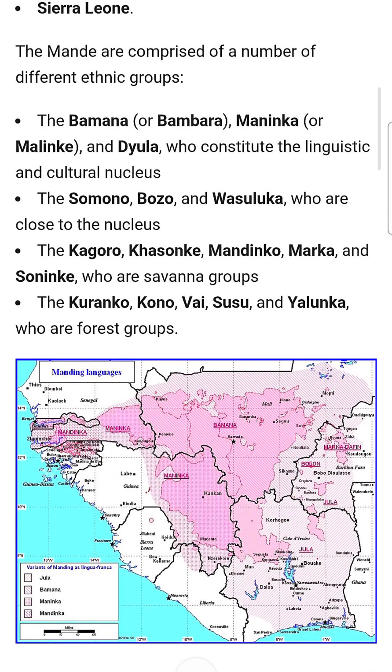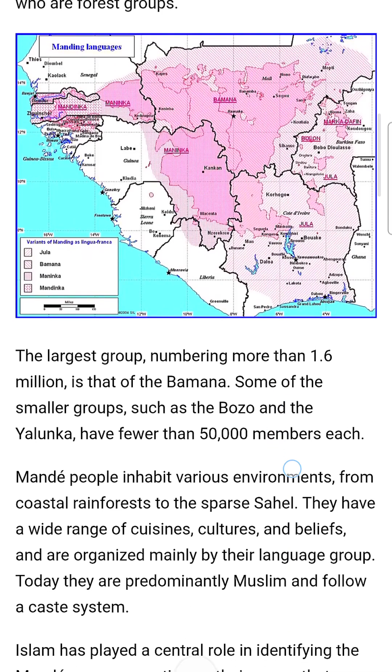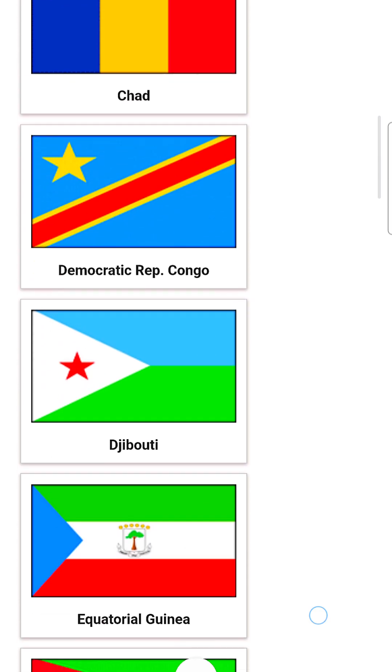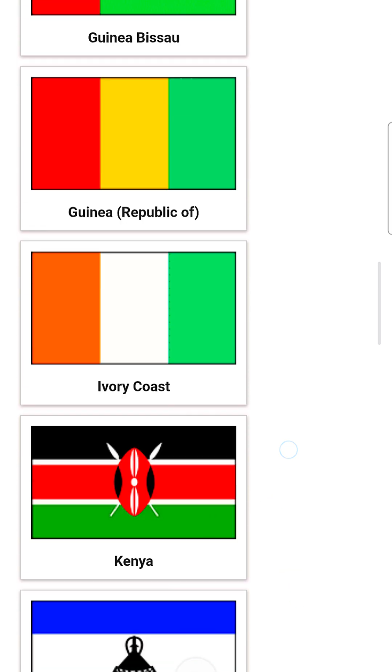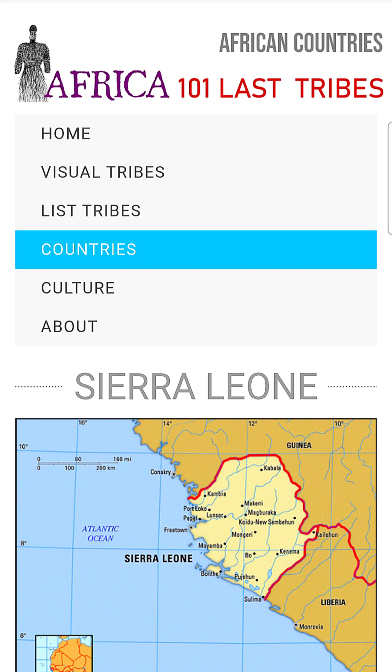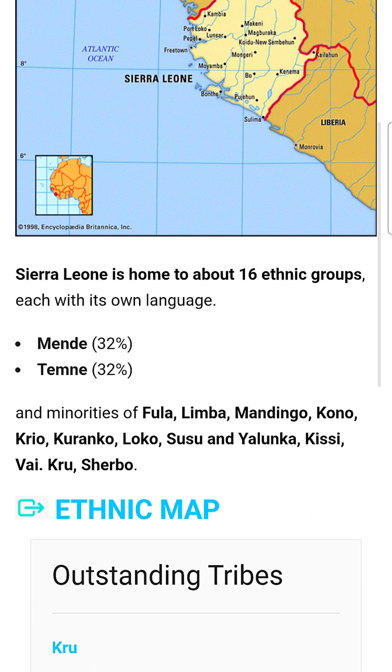Oh, and this is actually not the same Mende. Let me go back to countries, because there is a wide variety of Mende speaking groups within the continent. So Mende and then the Mende of Sierra Leone are kind of different. So I'm going to go ahead and click on the flag here and we'll see Sierra Leone, and then we'll see that there are 16 ethnic groups, 32% are Mende, 32% are Temne, and then we have the minority groups such as the Fula, the Limba, the Mandingo, the Creole, the Kuranko, Loko, Susu, Yalunka, the Sherbo.